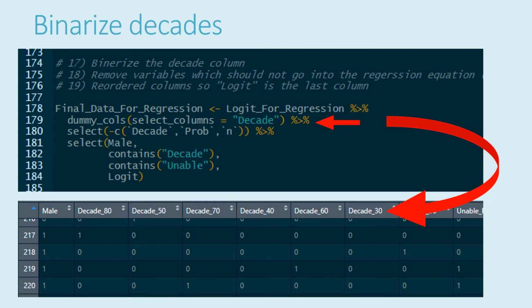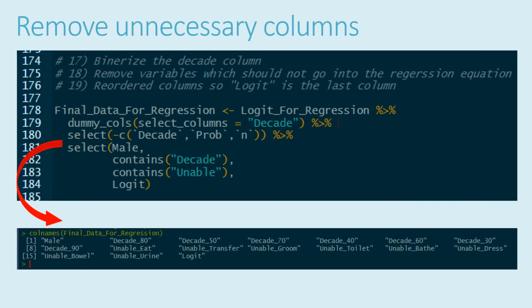Next, we're going to binarize our decade variables. We're going to use the function dummy cols from the R package fastDummies that we installed and loaded into our environment at the beginning of this script. Finally, we're going to drop any columns that we do not want to include on our model. We don't need the old decade column since we just binarized it, and we don't need the probabilities or counts of patients because we're using our logit value instead. So we're going to end up with a final data set that has 17 variables: the gender, the 7 decades, the 8 diagnoses groups, and our dependent variable logit.